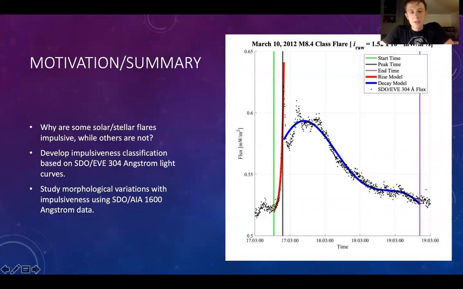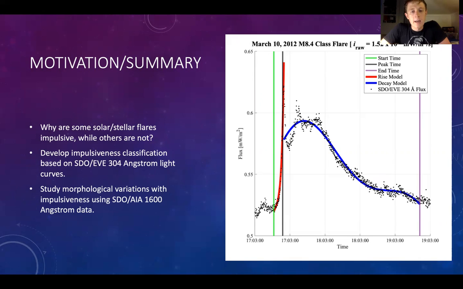A quick motivation or summary for what this work was: we are trying to find out why some solar and stellar flares are impulsive while others are not. And this impulsiveness, as you'll see on the poster, is defined as the ratio of the maximum irradiance of a flare light curve in a certain line divided by the full width at half height in time. So the peak irradiance divided by essentially a duration parameter.